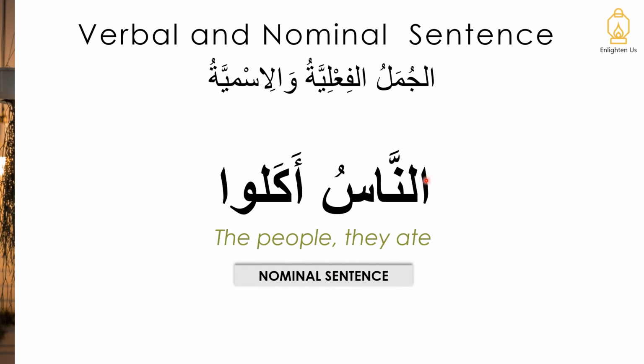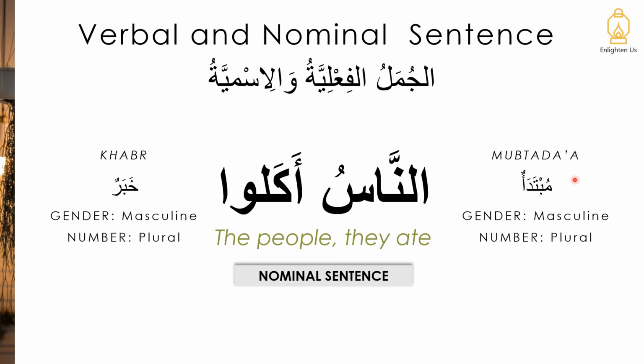Now the جملة الاسمية we have here, الناس أكلوا, the people, they ate. Now remember, this is a جملة اسمية, so we're looking for different components. We are looking for our مبتدأ, which is here, الناس, and we are looking for our خبر, أكلوا. What you'll notice here, however, is that الناس, again, masculine and plural, أكلوا, masculine and plural. When you have a جملة اسمية, your مبتدأ and your خبر match on both gender and number.